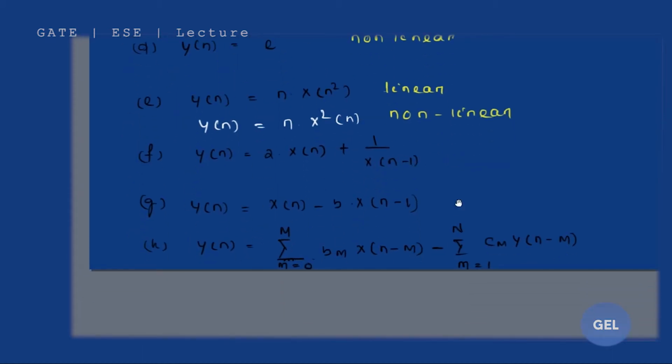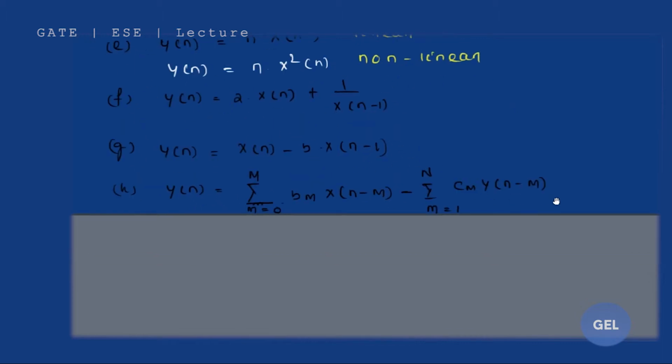Now these three questions are very important. Mostly this last question. Look here, the last question, the summation over m equals 0 to M of b_m x of n minus m. Whenever I get time, I'll explain it to you. I'll do a complete derivation of this, because it is going to take around half an hour to derive this. But please remember, this is a question type.